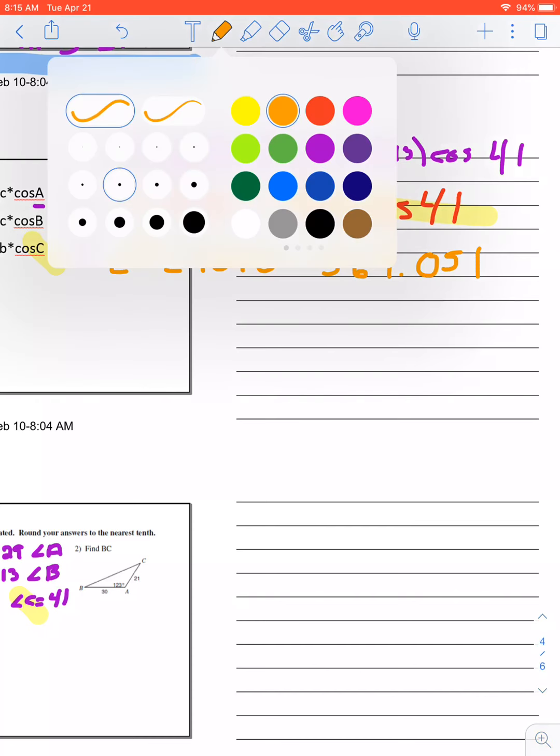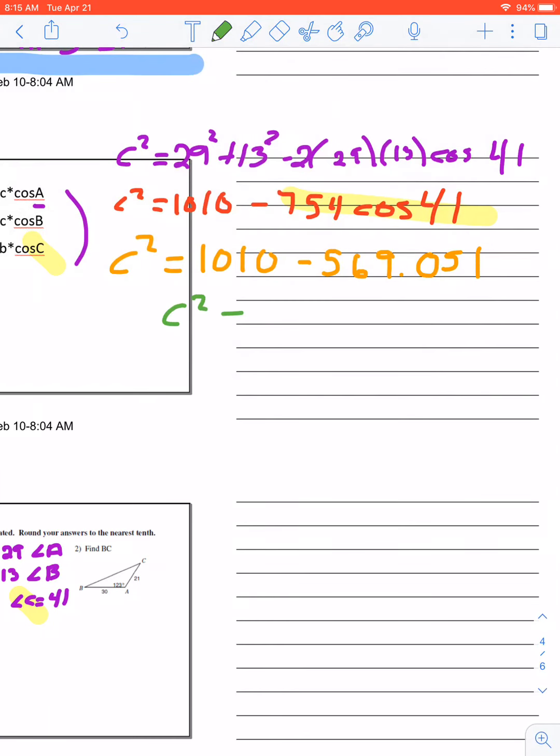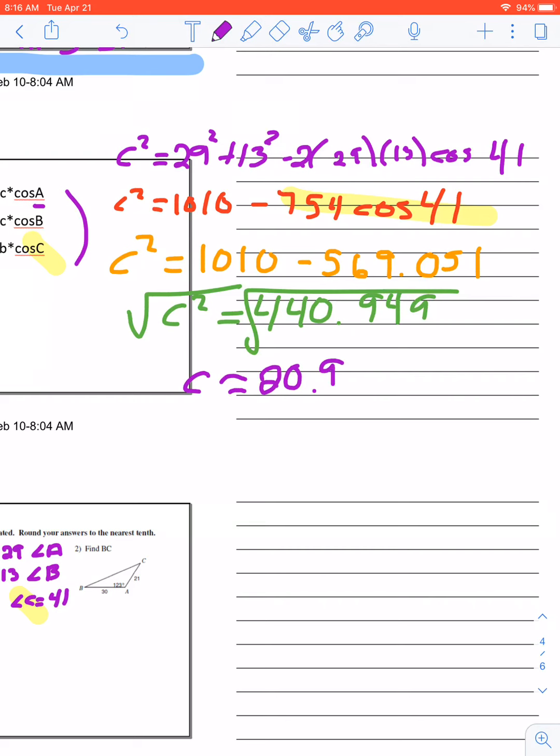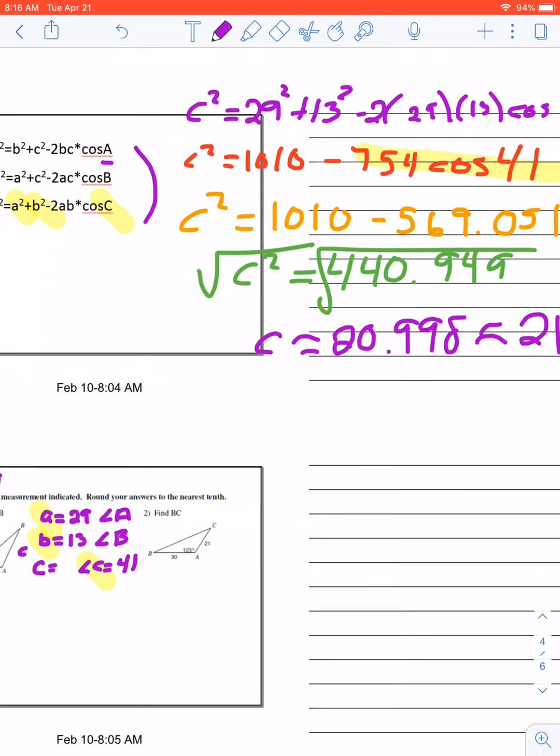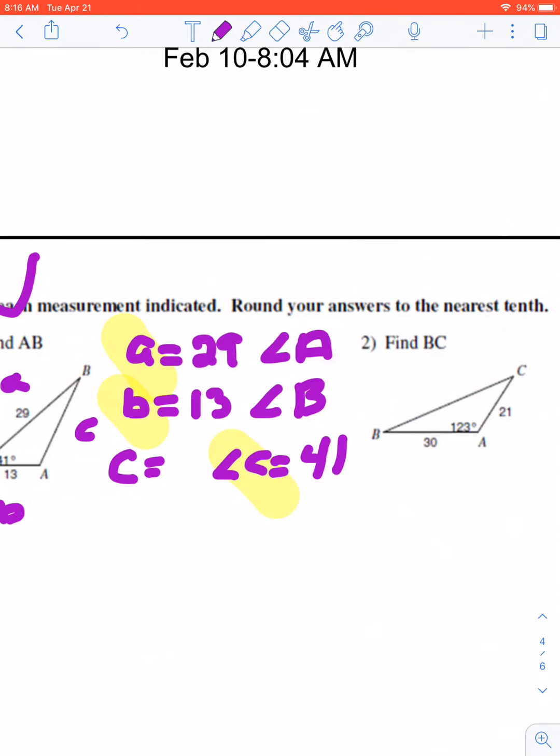When I subtract those two, I end up with C squared equals 440.949. Square root both sides. Now we are finding a side measurement, and at the very end, when we find side measurement, we always round to the nearest tenth. This gives me C approximately 20.998, so we're going to round that to 21, because that 9 tells that 9 to move up. So I know my side C now, and my C is going to be 21.